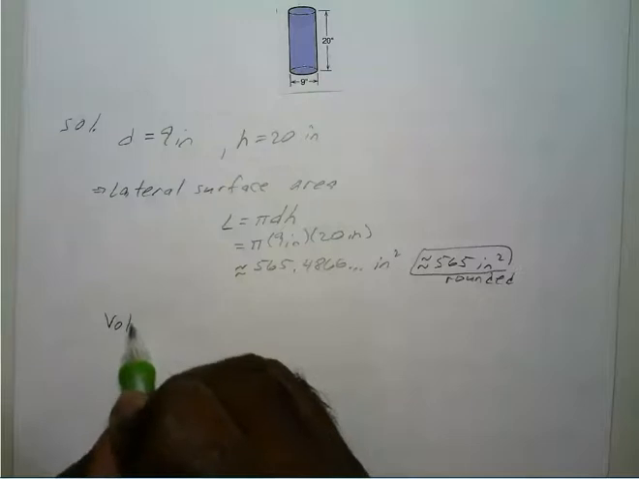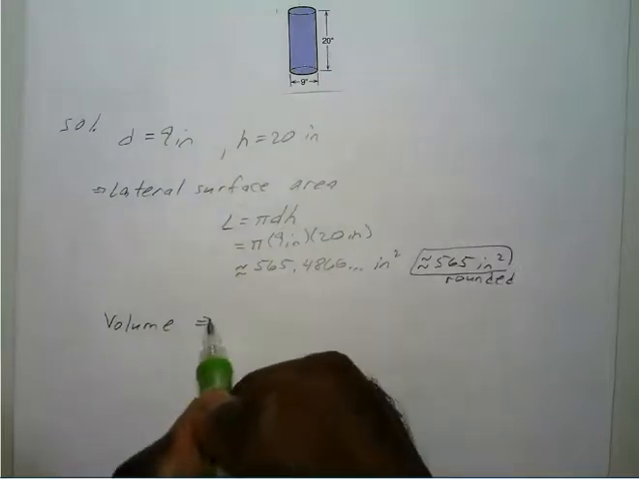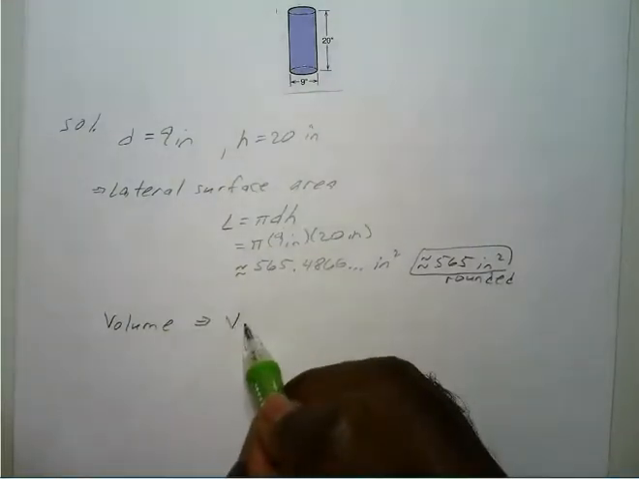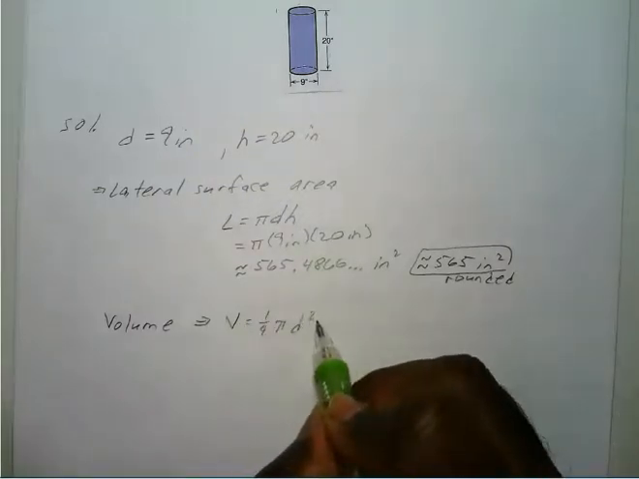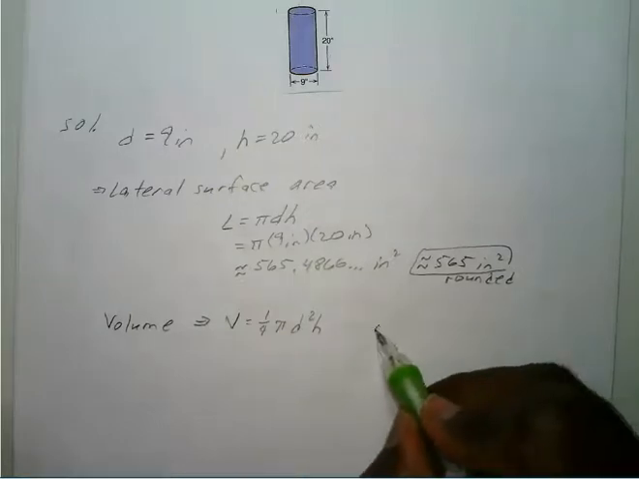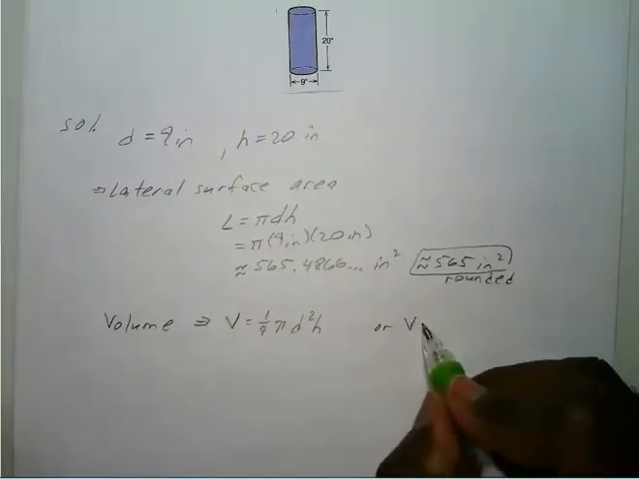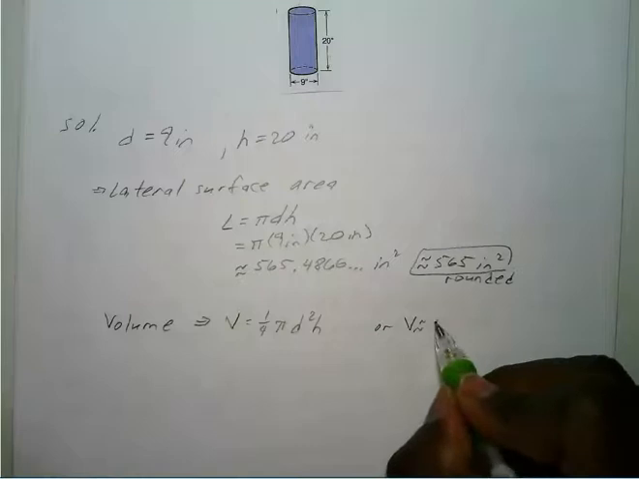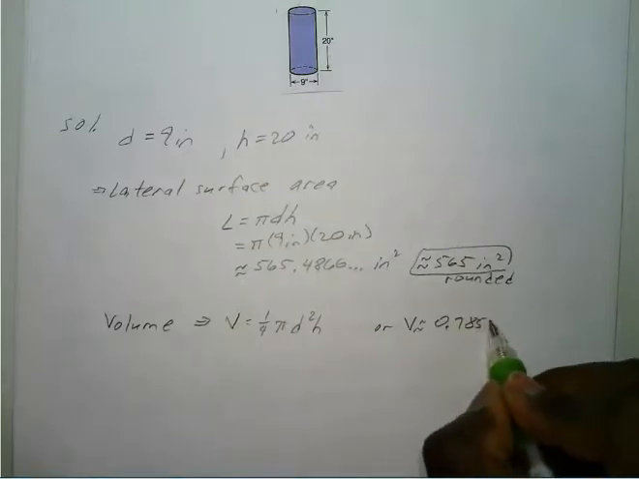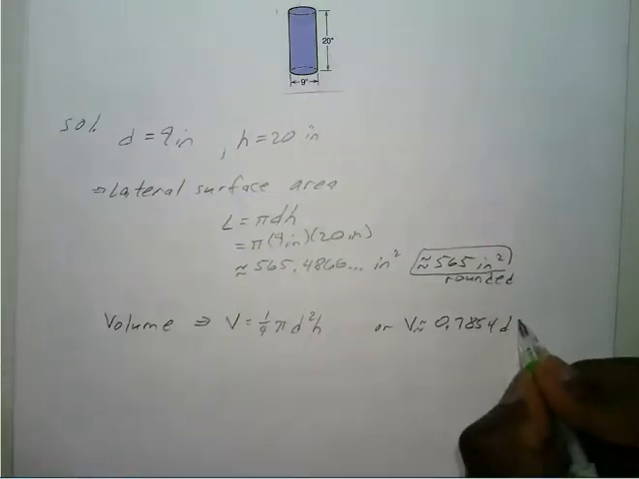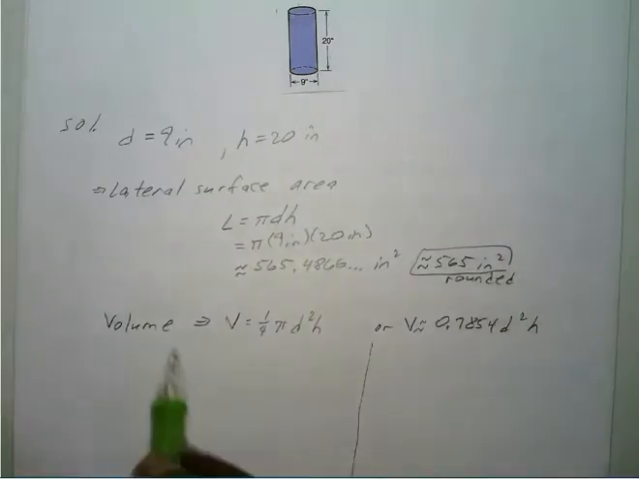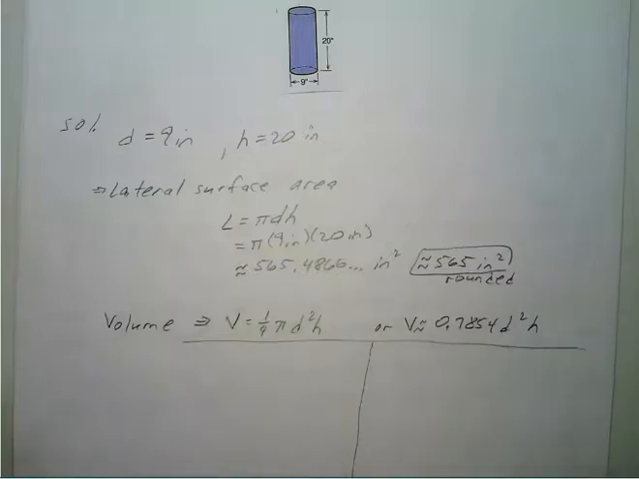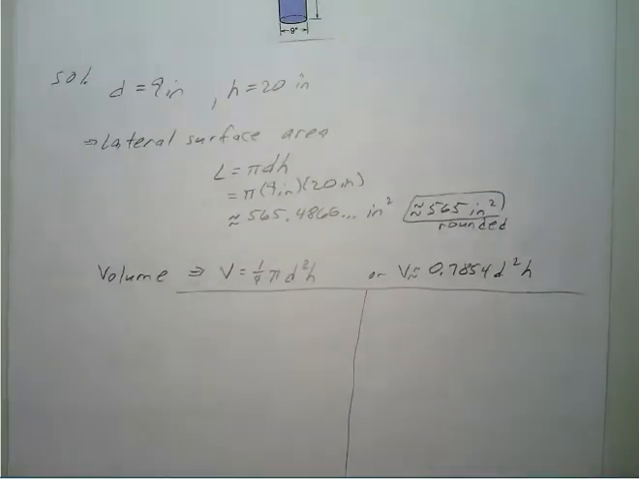Okay, for the volume, remember the volume is equal to 1/4 pi times the diameter squared times the altitude, or the volume is approximately equal to 0.7854 times the diameter squared times the altitude. So I'm going to go ahead and do both, so you can see that you'll end up with approximately the same answer. Okay, it'll be off by a couple of decimal points.